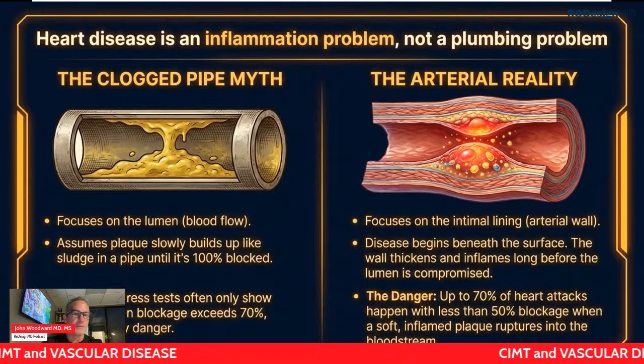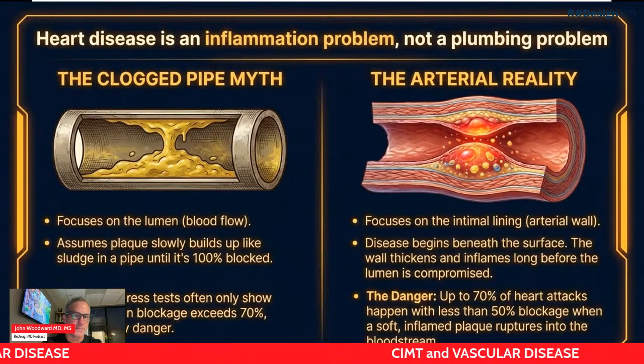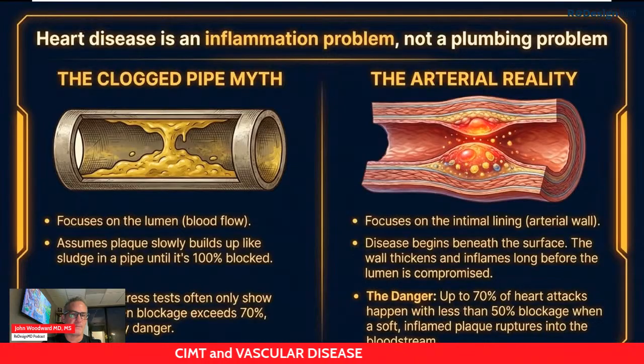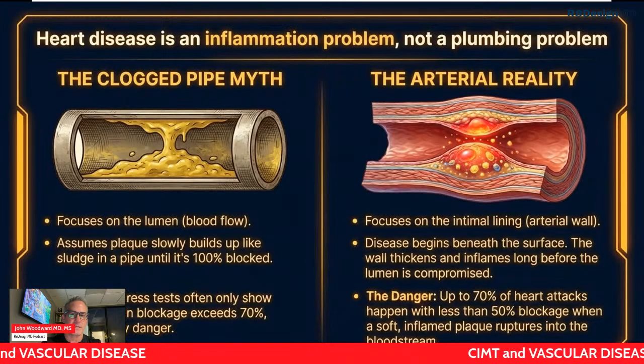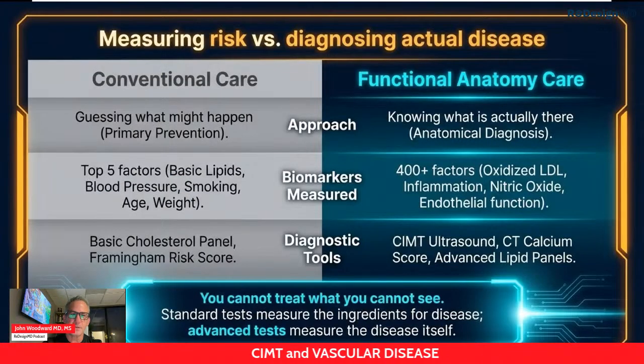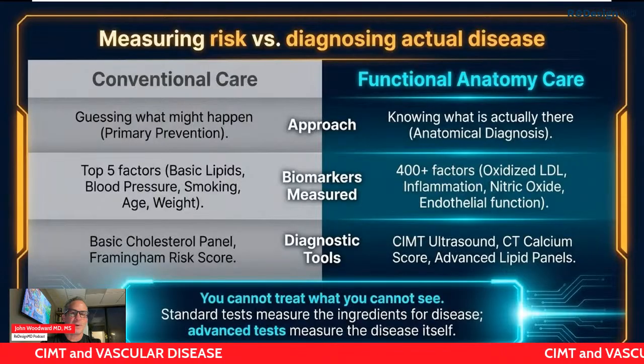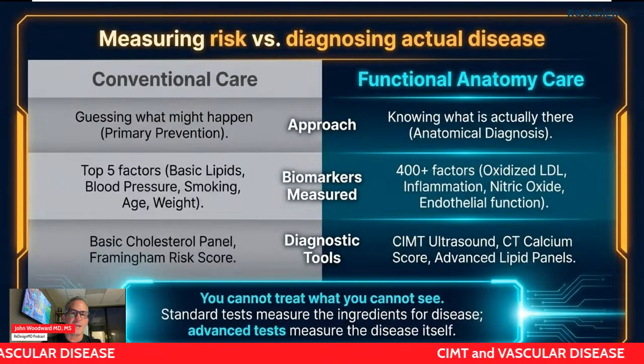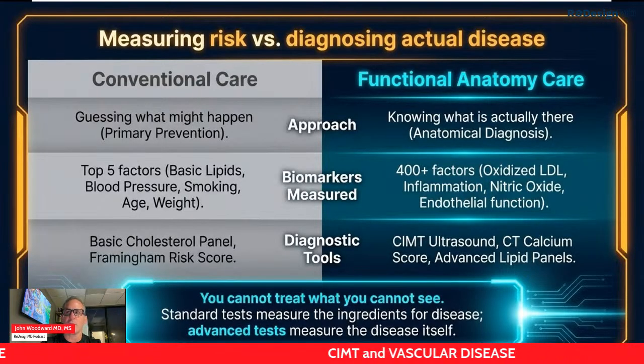So remember, we're not looking for clogged pipes unless we're already far down the road. And yes, we might look there if someone's having significant symptoms. However, we're really kind of late in the game if that's what we're looking for. We need to look to the right, and that's what the CIMT does: it looks for disease in the vessel wall. And remember, guessing what might happen with primary prevention isn't as good as actually looking at the anatomy and saying, where is the disease?